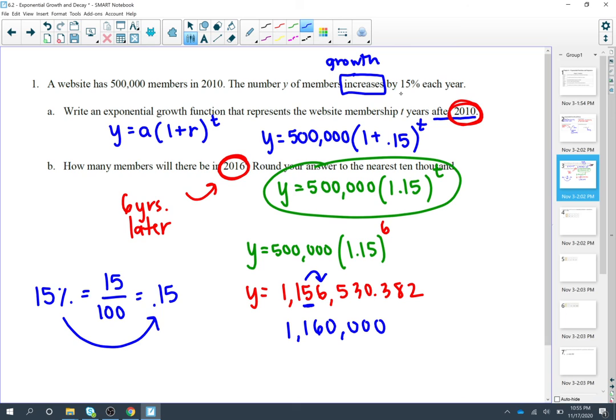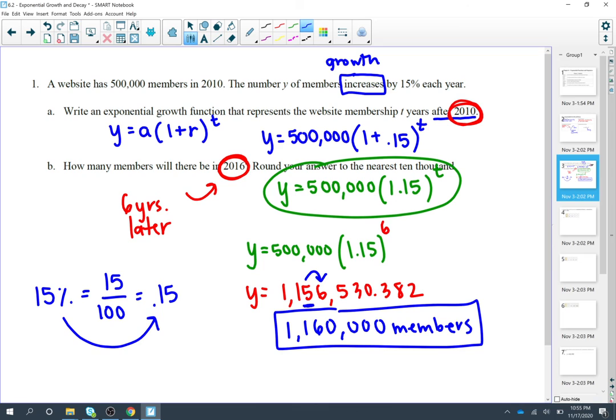Members, 500,000 members. Which essentially, another way of writing that, because we had to round it to the nearest 10,000, you could say 1.16 million members, because this is our million, or you can read it as 1,160,000 members.